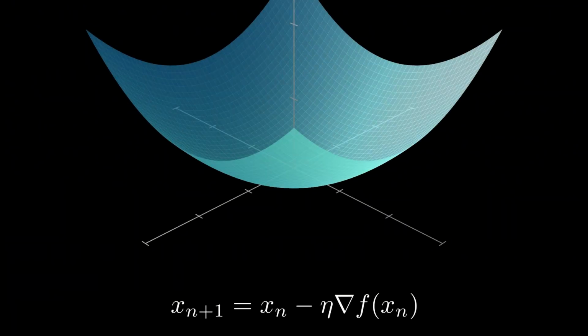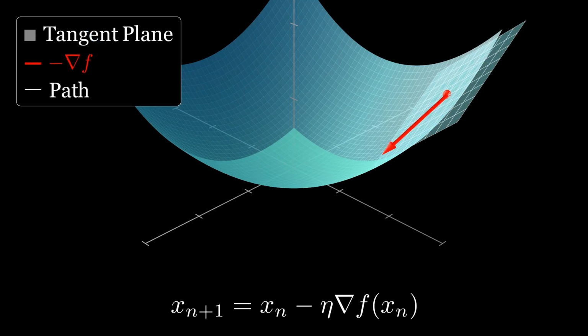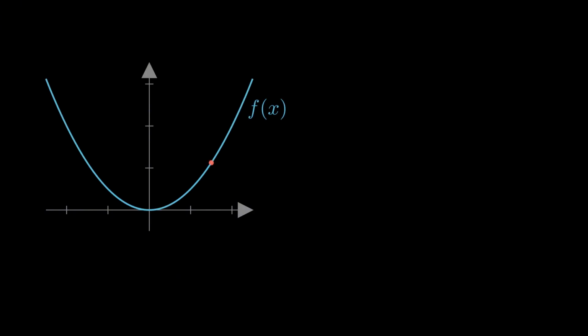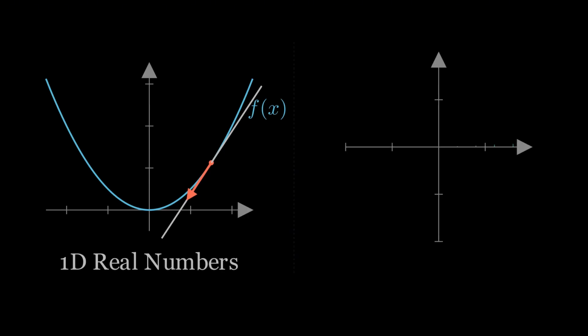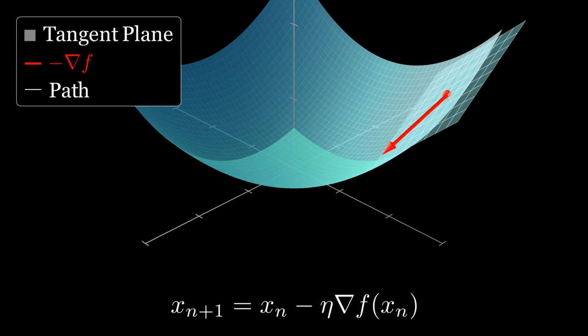Mathematically, we take a step towards the negative gradient of our loss function, scaled by some number eta called the learning rate. Here, the negative gradient represents the direction of steepest descent for a linear approximation of our loss function at that point. If x and f of x are both 1D real numbers, this is simply the direction of decrease for the tangent line at the point xn. In higher dimensions, the linear approximation becomes a tangent plane, or higher dimensional tangent space instead.